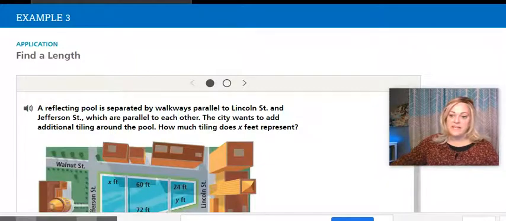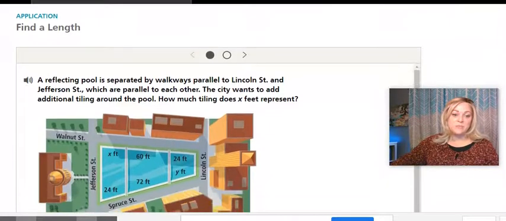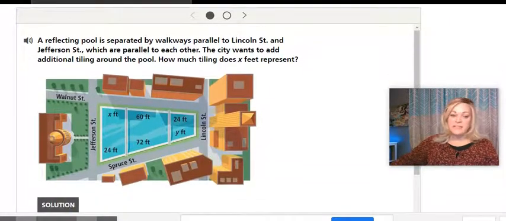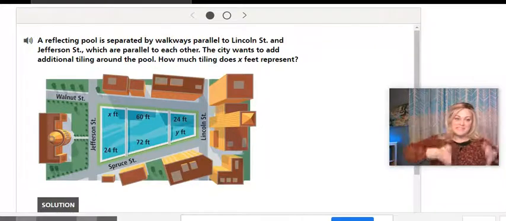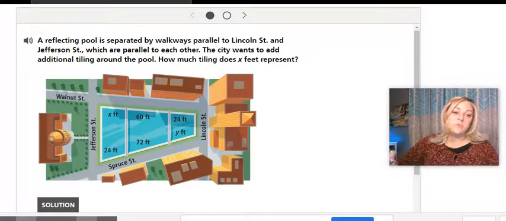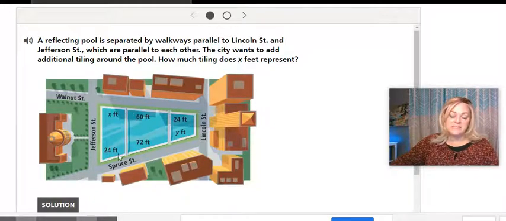Example 3 is an application problem, and it has to do with the side splitter corollary. So you see those parallel lines. It says a reflecting pool is separated by sidewalks parallel to the street. So here's Lincoln Street. Each of these segments or sidewalks are parallel. So they have these walkways in between those pools, which is kind of cool. The city wants to add an additional tiling around the pool. How much tiling does X represent? So this X right here is what we're trying to solve.